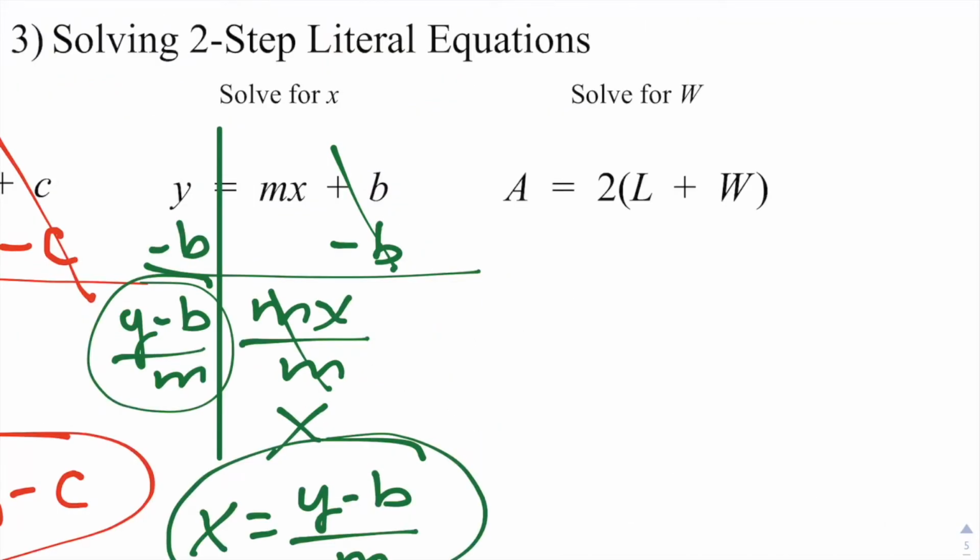Lastly, this is the perimeter of a rectangle. I don't know why I have A there, but I'm just going to leave it. And this perimeter would be 2 lengths and 2 widths, and you add them together. So 2 times the length plus the width.